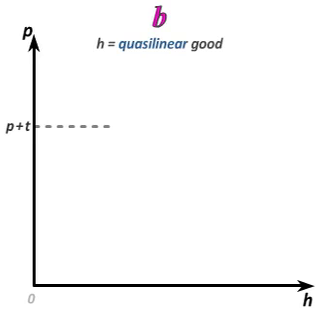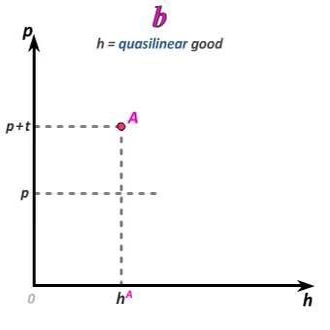In panel B, we'll repeat the analysis, but this time we'll assume that housing is a quasi-linear good. Quasi-linear goods don't have income effects, and thus point C will be the same as point B, because the only difference in this demand graph between B and C is the income effect.